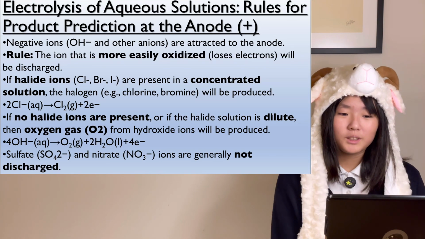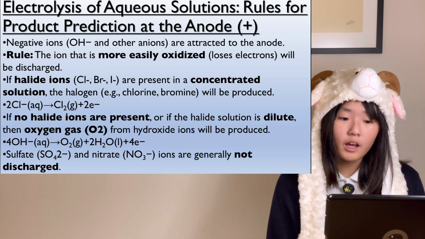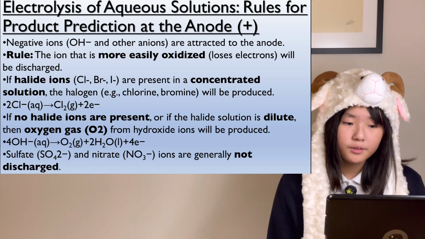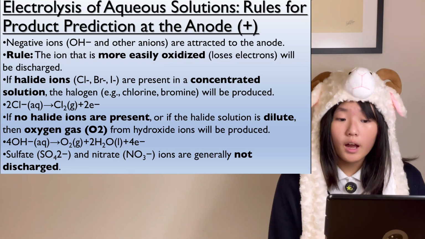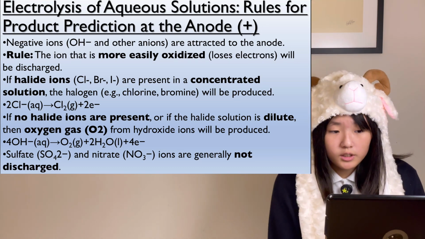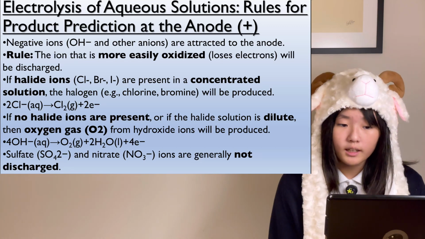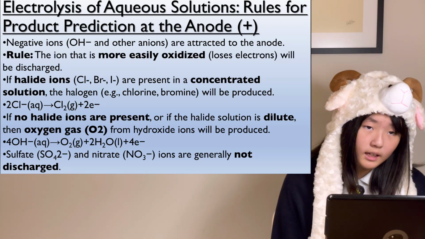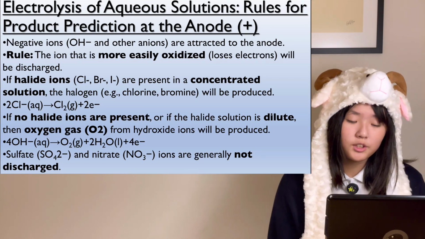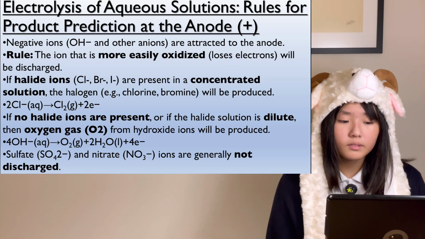Now I'll teach you about the rules to predict the product at the anode. Negative ions, OH- and other anions, are attracted to the anode. The rule is that the ion that is more easily oxidized, which means losing electrons, will be discharged. If halide ions, Cl-, Br-, I-, are present in a concentrated solution, the halogen, for example chlorine or bromine, will be produced.